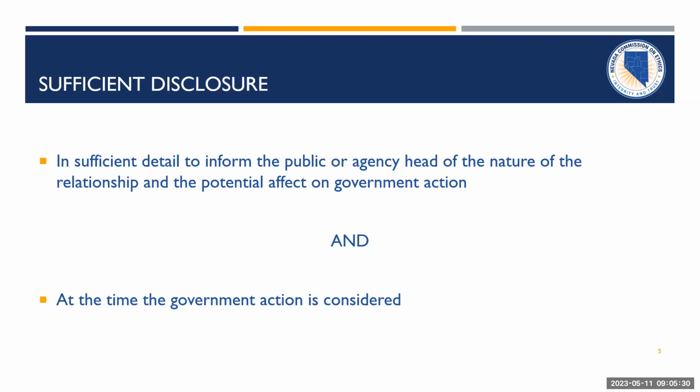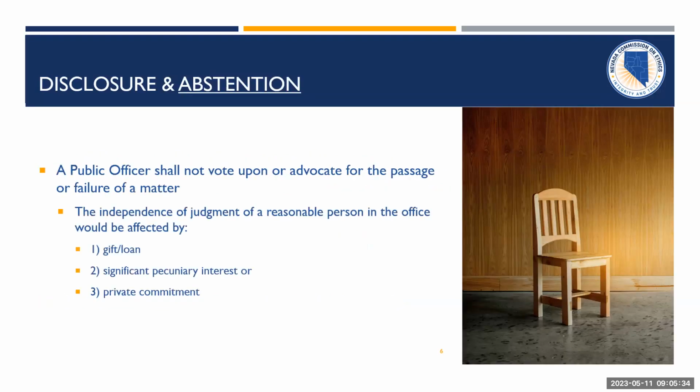that I've been asked to work on, or that is on the agenda for an upcoming meeting. Abstention is different. Abstention is fully sitting out the particular action, and so a public officer shall not vote upon or advocate for the passage or failure of a matter, essentially under the same rules as disclosure, right? The independence of judgment of a reasonable person in office will be affected by the gift or loan, your own significant pecuniary interest, or that commitment in a private capacity.